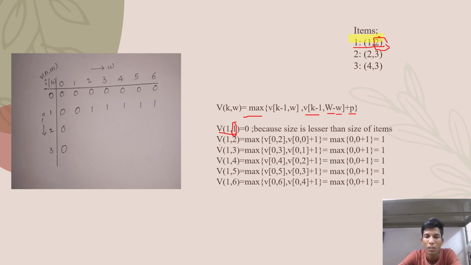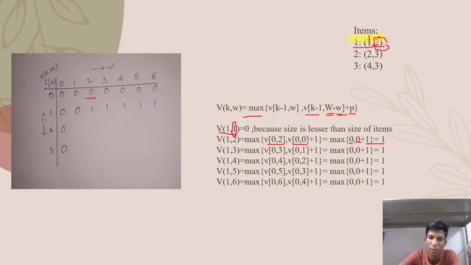Then V of 1 comma 2. According to the formula, max of V of k minus 1 is equal to 0 and the weight of the item is 2, comma V of k minus 1 is 0 and the weight of the bag and weight of the item are the same, so 2 minus 2 is 0, plus the profit of the first item is 1. That's why 1 is equal to max of V of 0 comma 2, which is equal to 0, and V of 0 comma 0 is equal to 0 plus the profit of the first item, 1, is equal to 1.